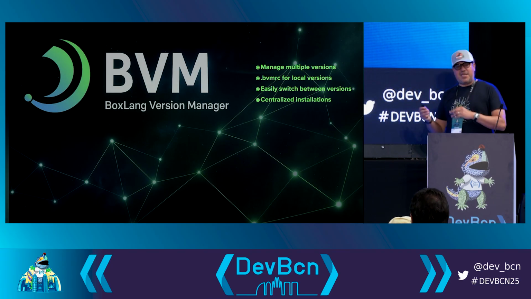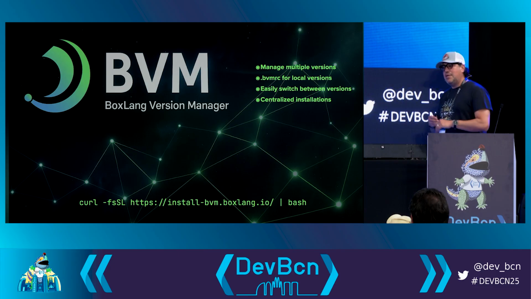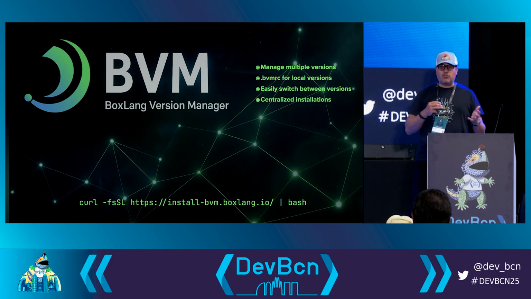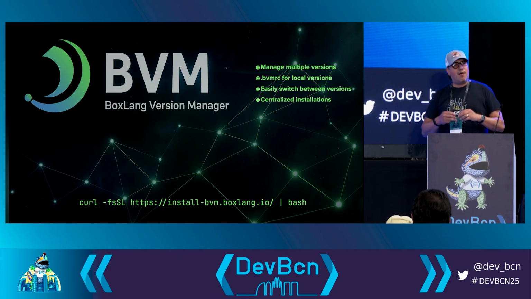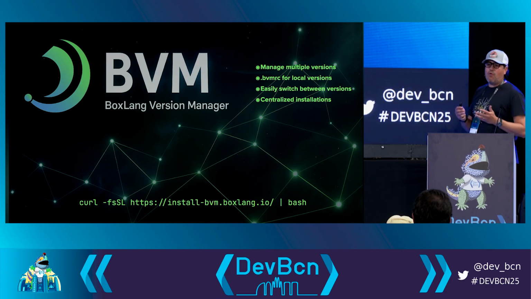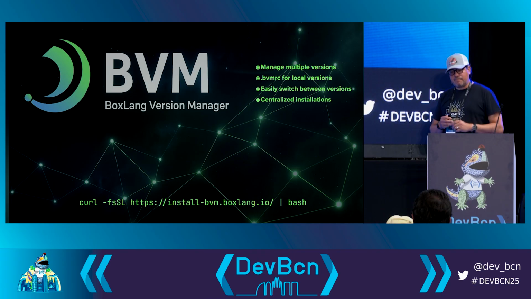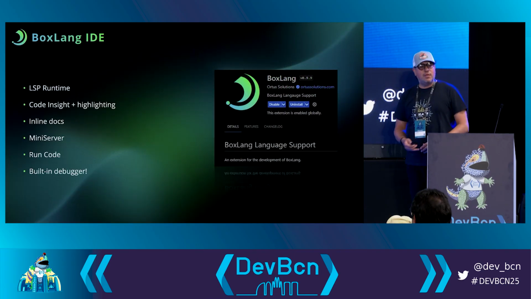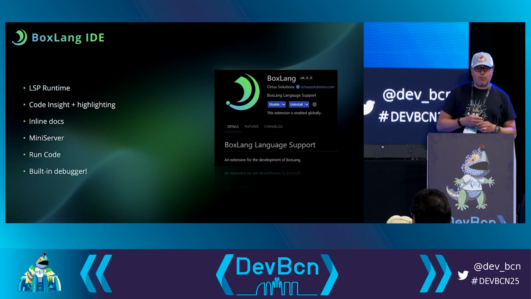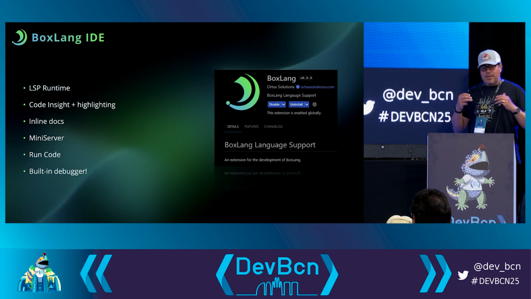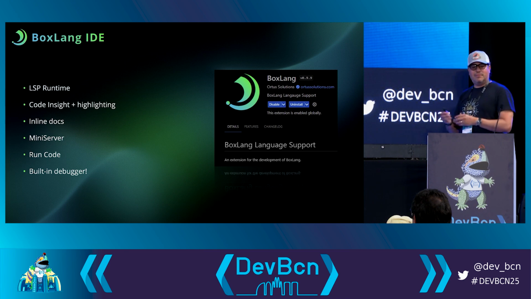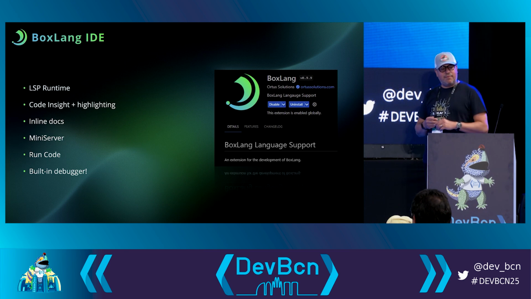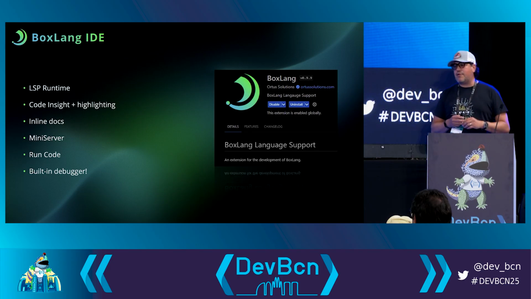We also have the JVM, which is the BoxLang version manager. Again, if you're going to be a developer working with multiple versions, this allows you to work with multiple versions of BoxLang, just like GNV or NVM. We have an IDE based on VS Code with an LSP, or language server protocol, integrated. It's actually built in BoxLang. It's another runtime. Code insight, code highlighting, all kinds of docs integration.